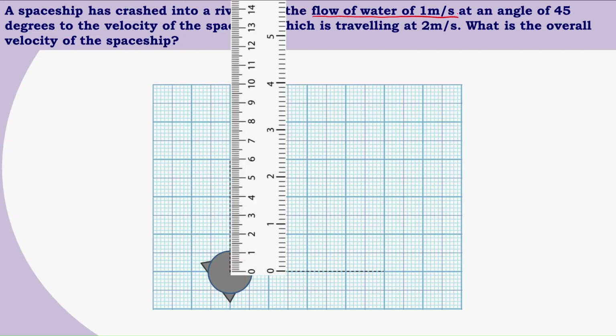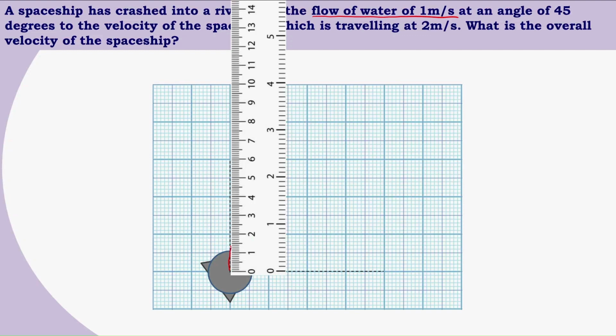Now, I can choose which direction. I'm going to choose going vertical because it doesn't specify in the question. So how much should I draw? I can draw, looking at the ruler, 1 centimeter, but as you can see, that's far too small. So I'm going to choose a slightly bigger scale.